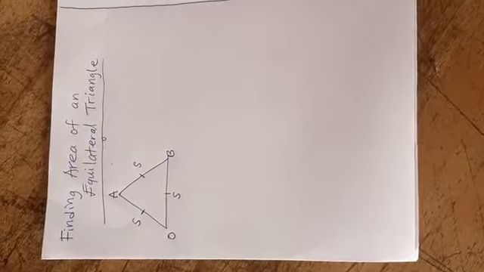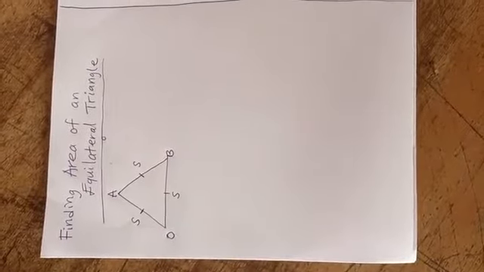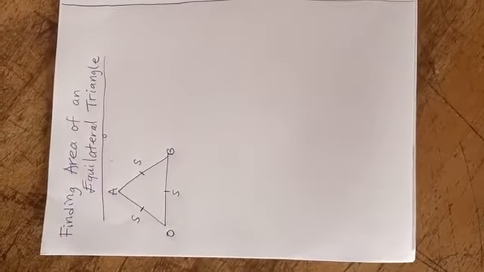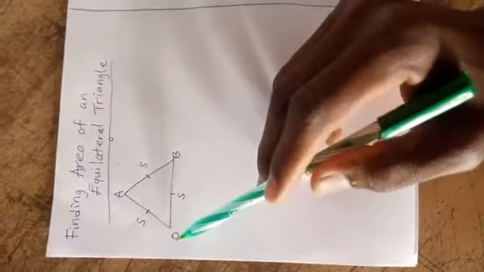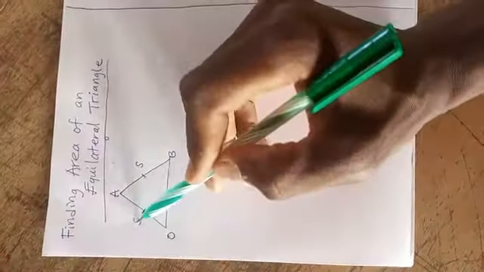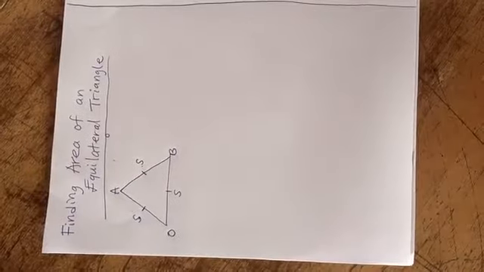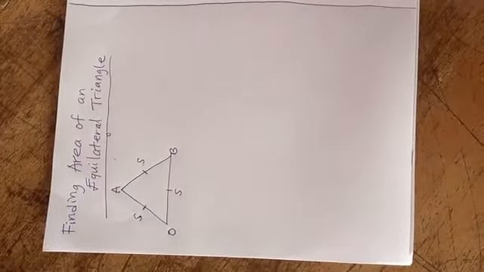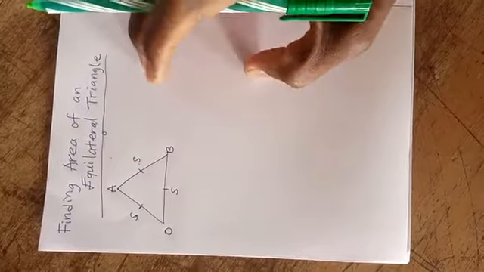An equilateral triangle is a triangle that has all three sides equal. As you can see in the figure here, triangle OAB is an equilateral triangle because it has all three sides equal. So, in this video, I will show you how to find the area of this triangle.